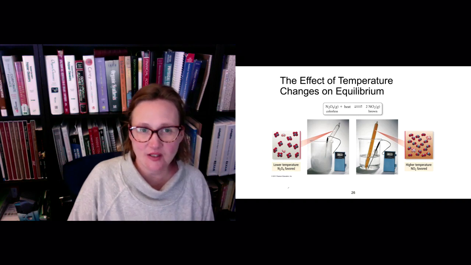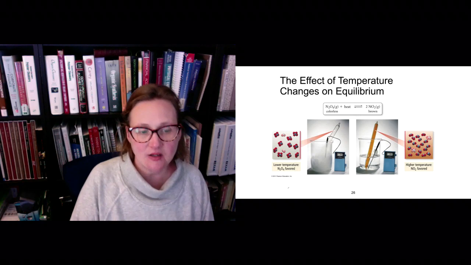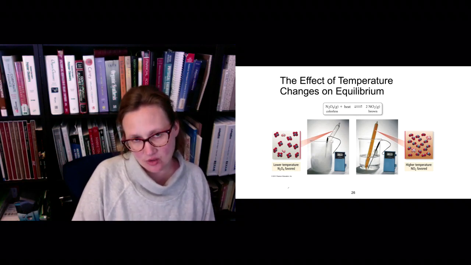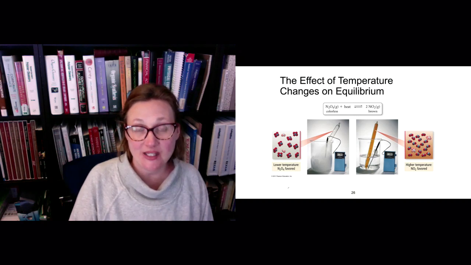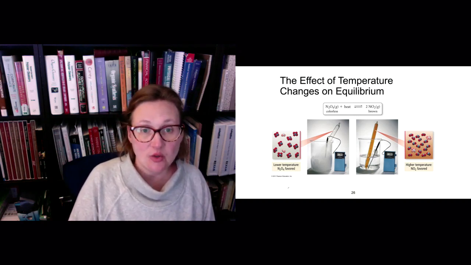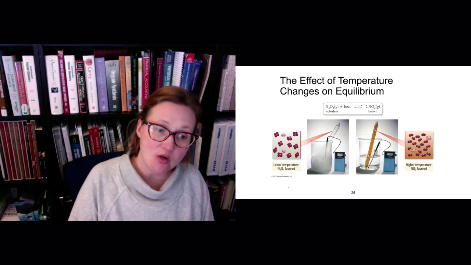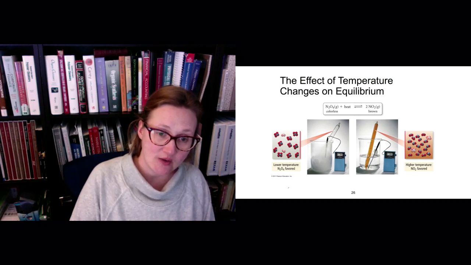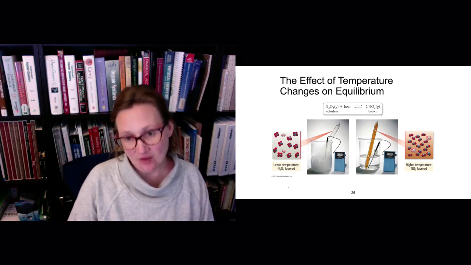All right, so the effect of temperature changes on an equilibrium. Remember, it depends on if the reaction is endothermic or exothermic. So in this case, this reaction is endothermic because heat is a reactant. And so what that means then, in an endothermic process, a lower temperature is going to favor reactants, while a higher temperature is going to favor products.